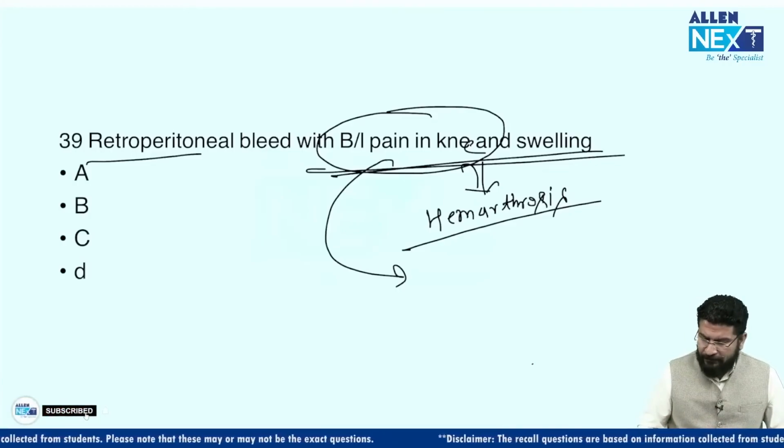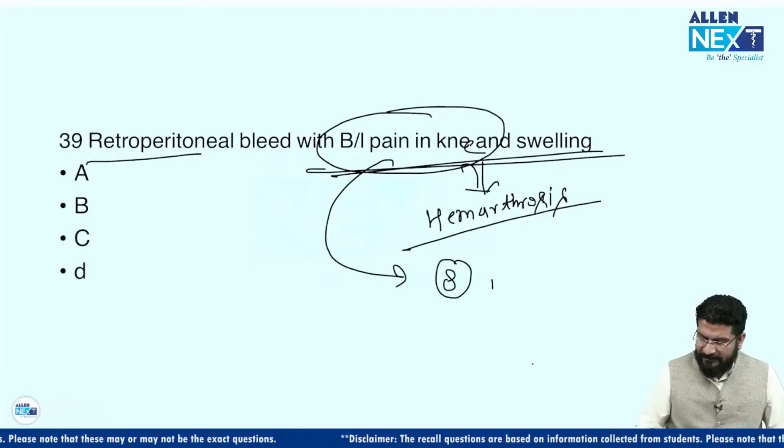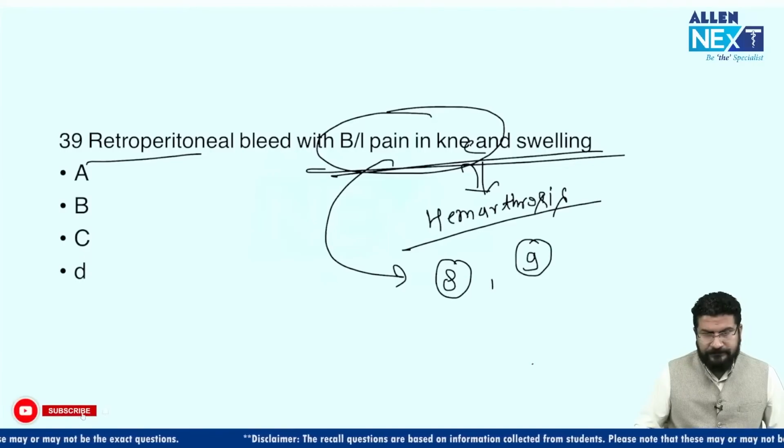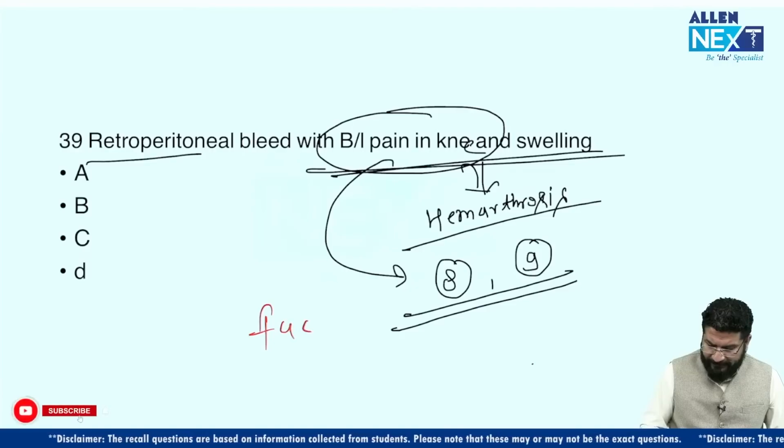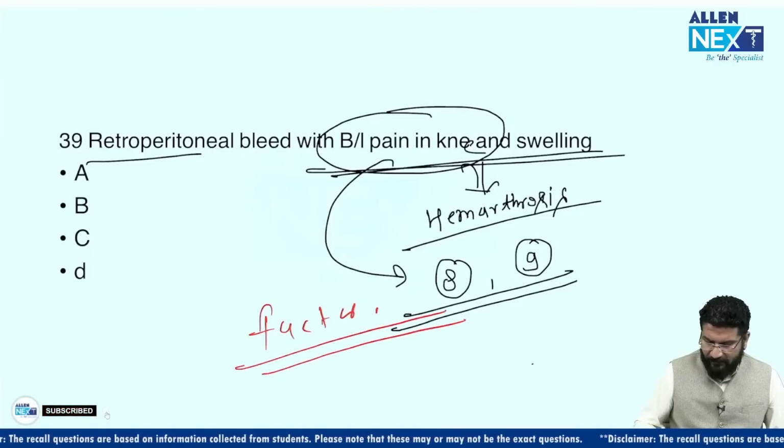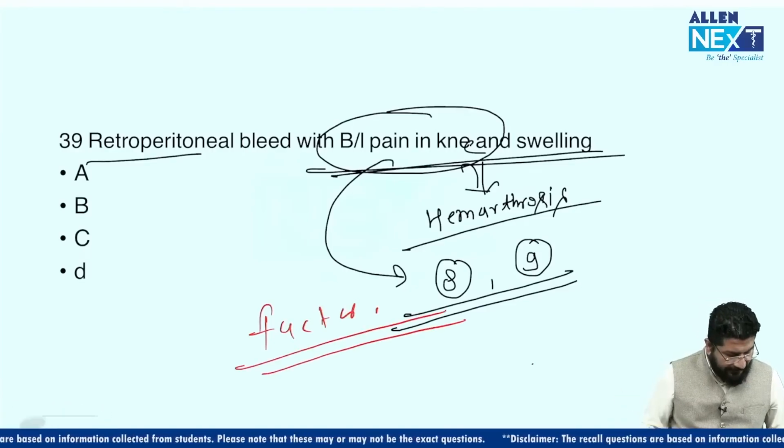Hemophilia A is due to factor 8 deficiency. Hemophilia B is due to factor 9 deficiency. So understand this, the question was given like that. So this is a patient who is having factor 8 or 9 deficiency, a classical case of hemophilia.